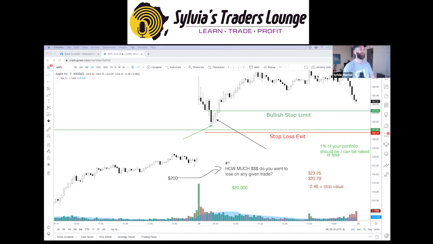And once you have your stop value, then you divide it. So your risk, which is $200, divided by 2.46. That's going to give you the amount of shares that you should buy in this particular instance to only lose $200 on the trade, which would be 81 shares. Most people will just buy 200 shares and go, all right, cool, this is what I'm going to do. But that's not exactly how you want to play it.